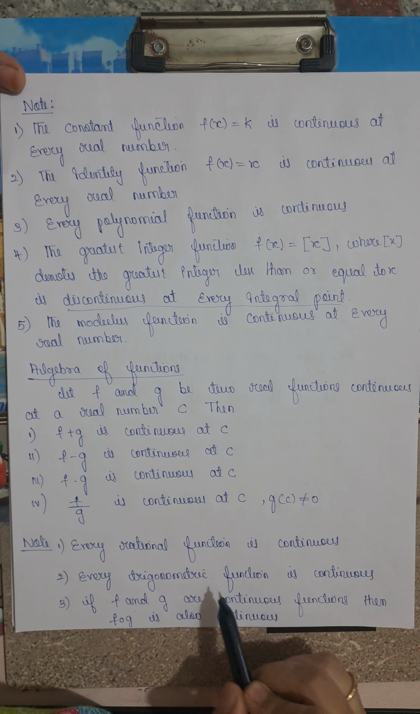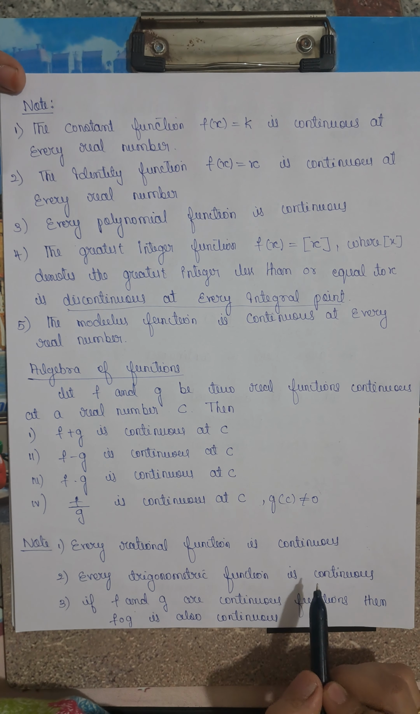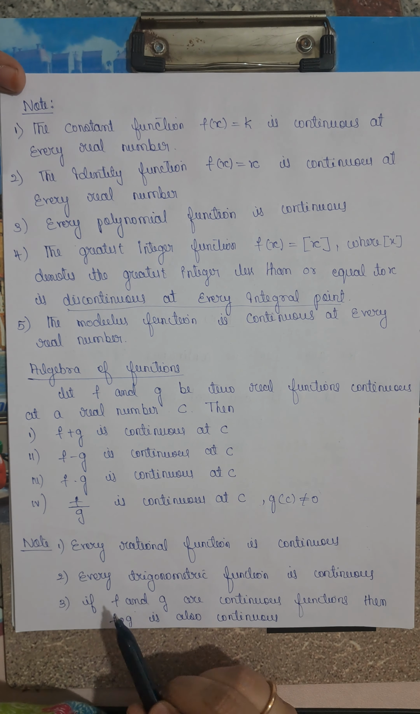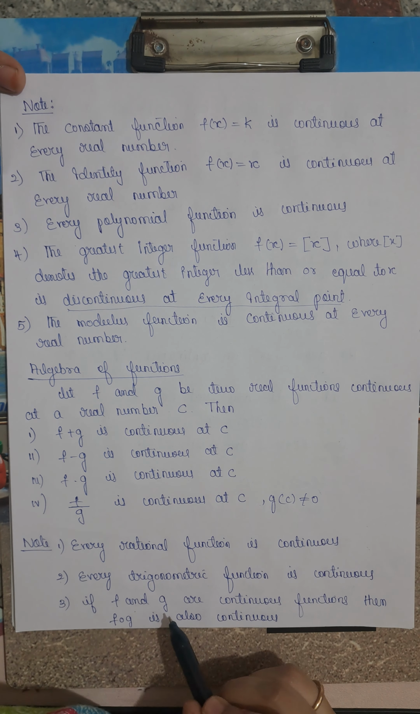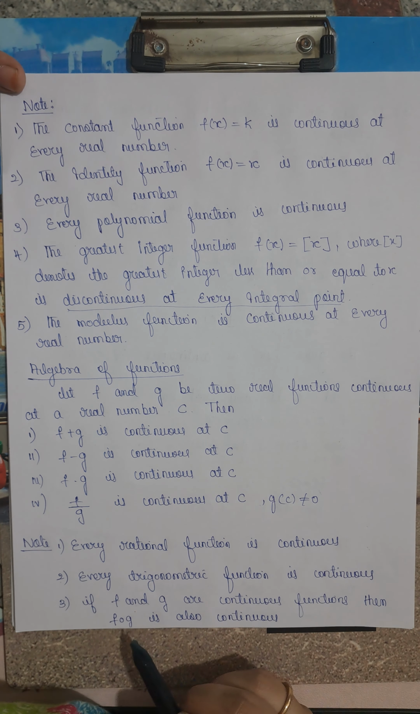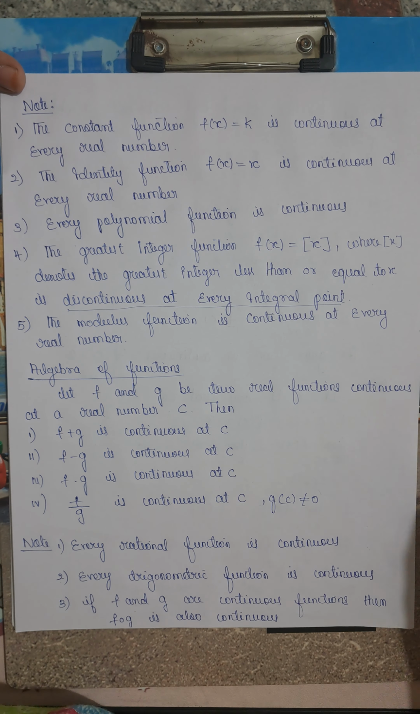Even every trigonometric function is also continuous, like sine, cos, tan, cot, secant, cosecant. All these functions are continuous functions at their particular points. If f and g are continuous functions, then f composition g is also continuous. So we'll use all these points to study the next problems.